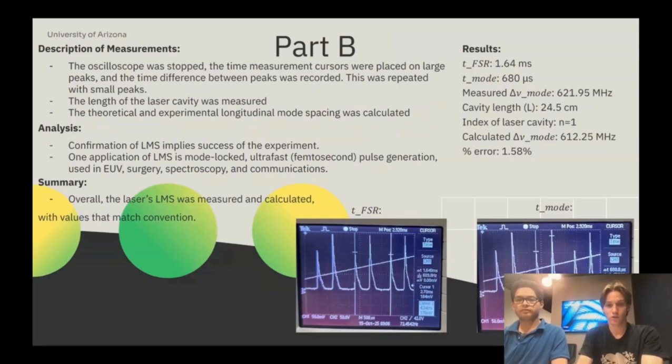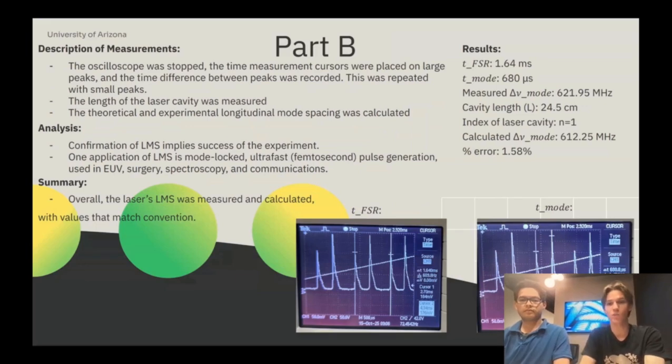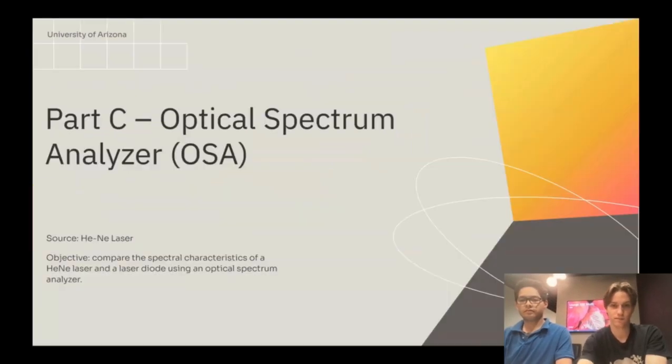And our results showed that the delta V mode was 621.95 megahertz as measured using the oscilloscope. And when we just estimated it using the length of the cavity, we got 612 megahertz, and that was a pretty good error percent of just 1.58. And as you can see, those are our data points.